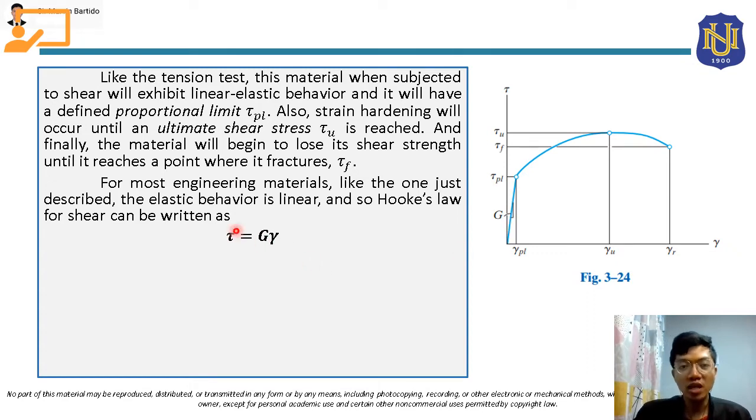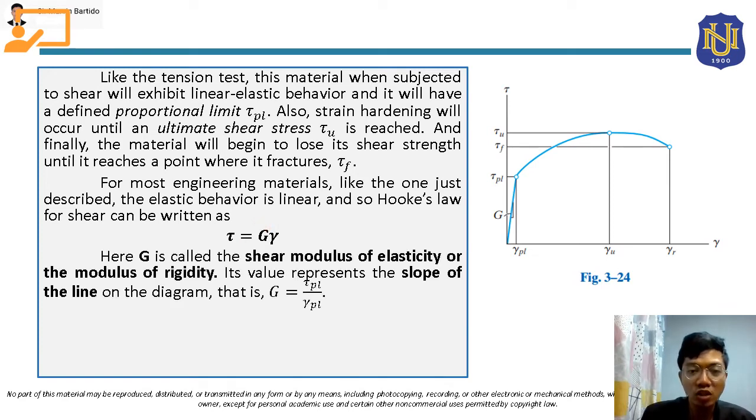Okay, so we apply Hooke's law here, and take note here, class, that this G is another material property. This is actually the shear modulus of elasticity, or this is also called the modulus of rigidity. So take note of this. This is another material property.